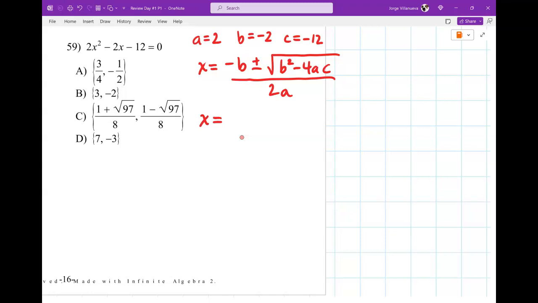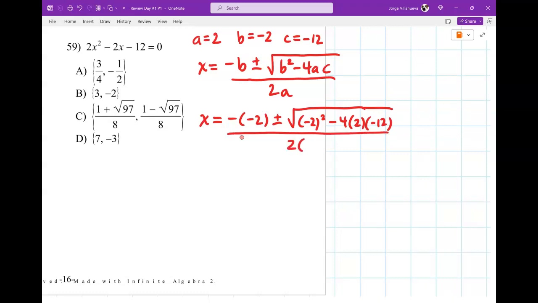Notice B is a negative number, so it's going to be negative of a negative 2 plus or minus the square root of negative 2 squared minus 4 times A, which is 2, times C, which is negative 12, divided by 2A. A is 2, so it's 2 times 2. Remember, this gets a little messy. Just take your time, write it all out, and then use your calculator to help you out.